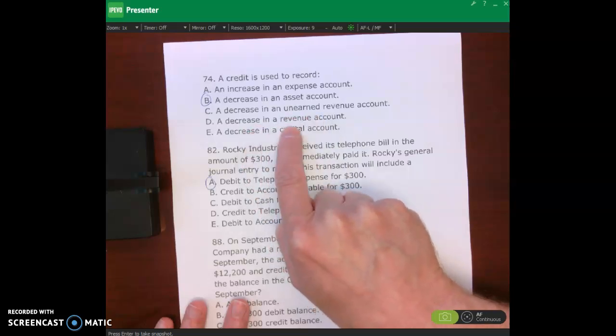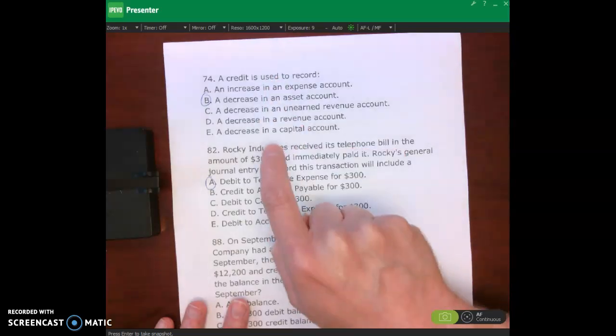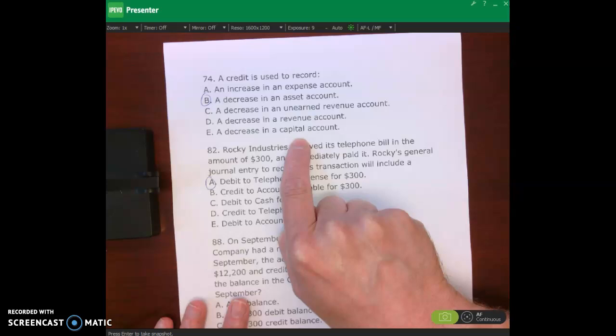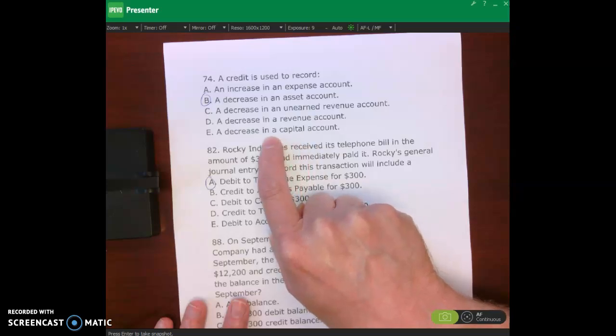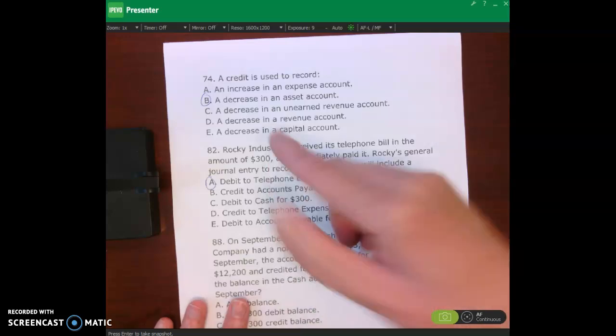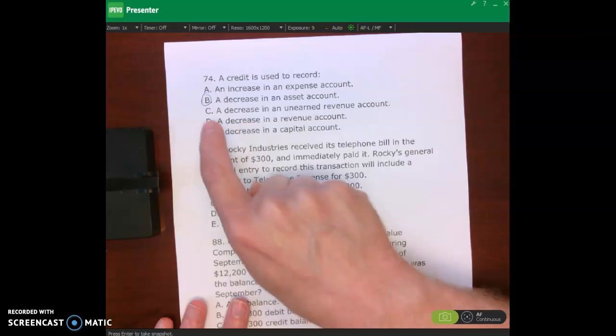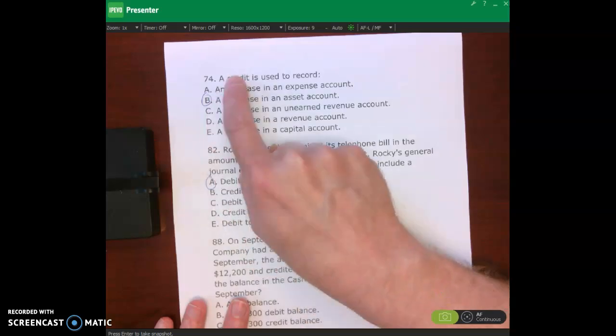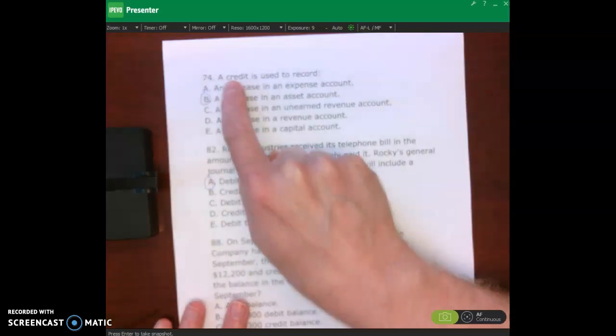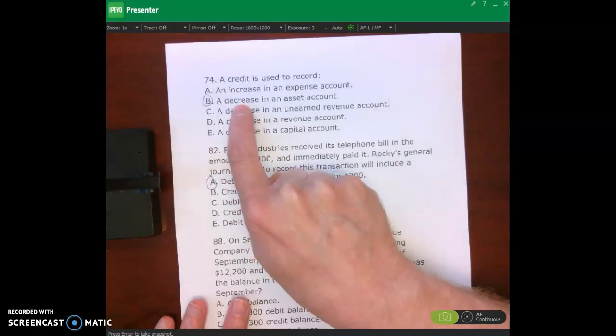A decrease in revenue? The way I recognize an increase in revenue is with a credit. A decrease in the capital account? No, the way I recognize a decrease in owner's capital or owner investment is with a debit. Okay, so the right answer is B, a credit is used to record a decrease in assets.